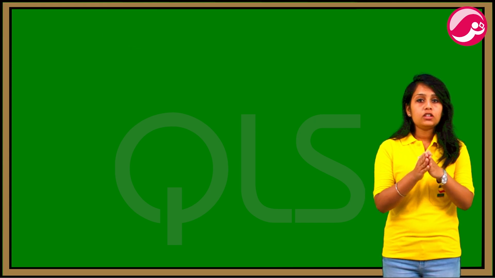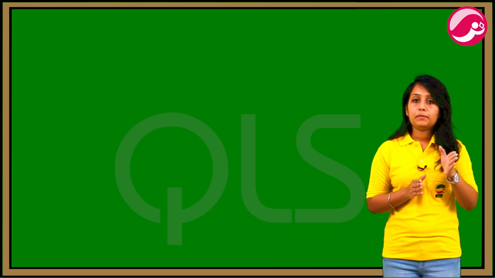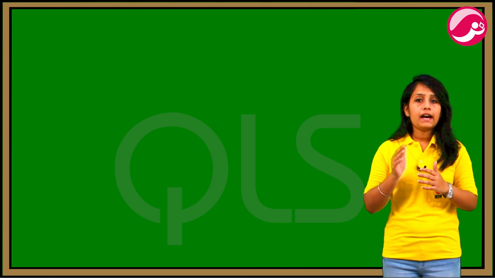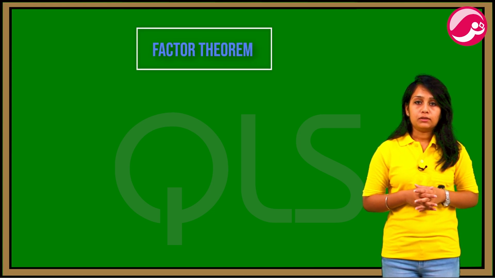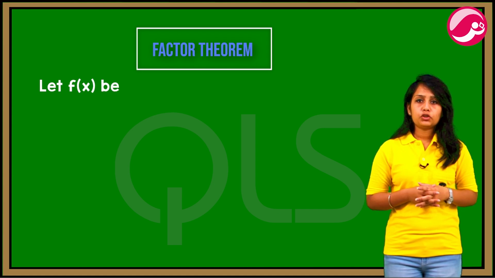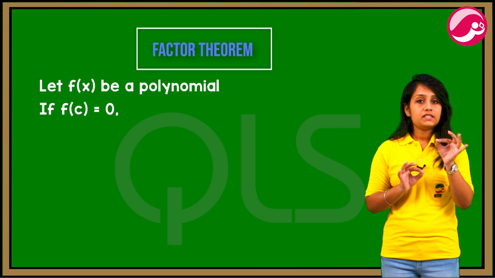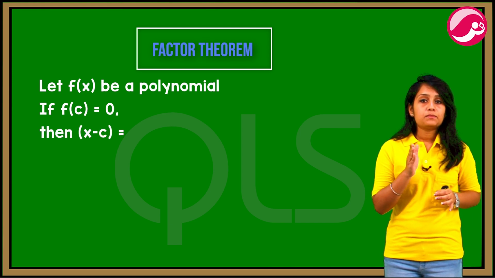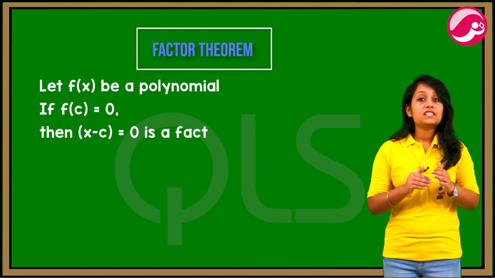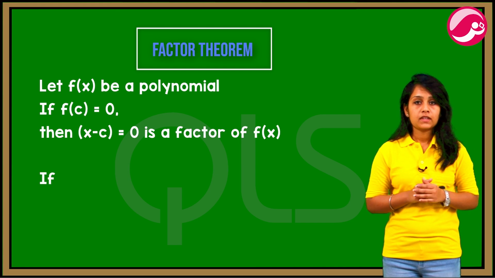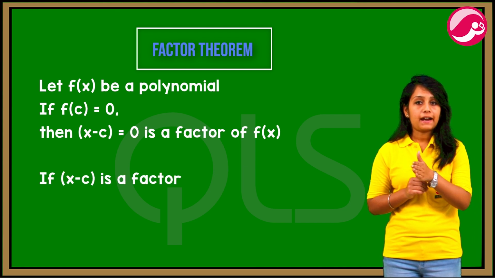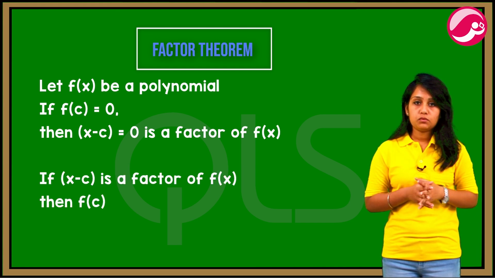So to find all the factors of a polynomial, may it be quadratic, cubic or any higher power, we can use the factor theorem. Now the factor theorem states that let f of x be a polynomial. If f of c is equal to 0, then x minus c is a factor of f of x. And if x minus c is a factor of f of x, then f of c is equal to 0.